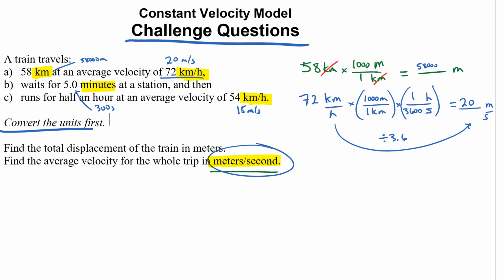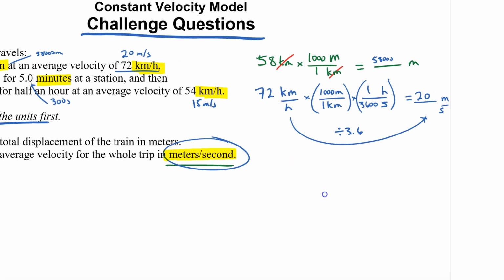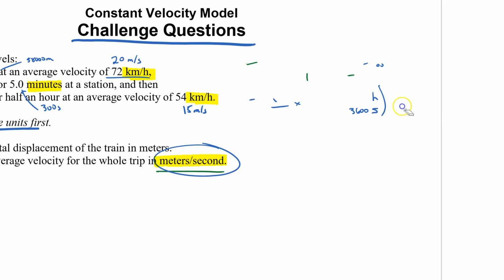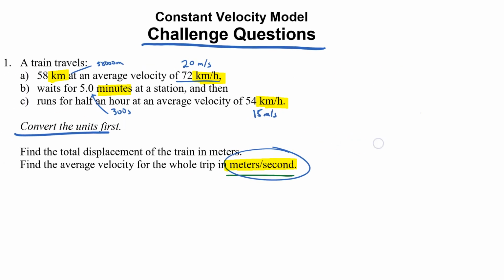So if you're fine with that, now let's go back and take a look at the question a little bit. I'm going to erase this stuff so I have a bit of room. Let's draw a position time graph of the whole thing and take a look at it. So here's our position, here's our time. In the first segment, part A, they go 58 kilometers at an average velocity of 72 kilometers per hour, sorry, I should say 20 meters per second.